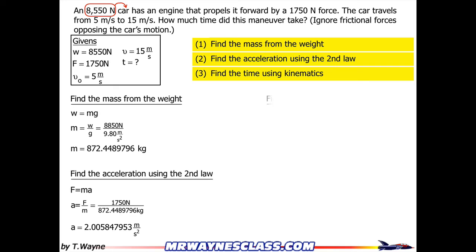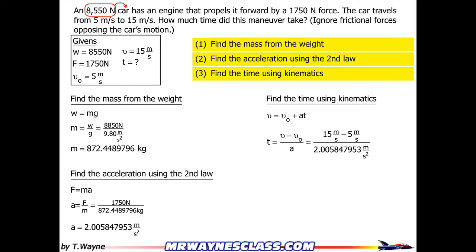Now it's time to find the time using kinematics. It's the last step, so I've got all the givens that I need now. I'll start with v equals v naught plus at. Isolate t and plug in my numbers with units. And I get the time to be 4.9854227 seconds. With 3 sig figs, that comes out to be 4.99 seconds.